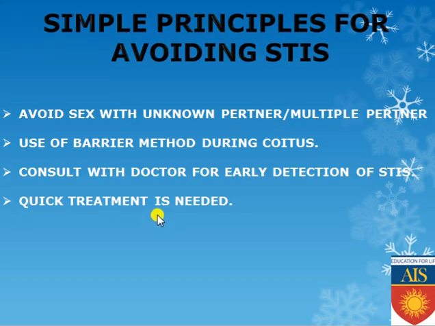Now, simple principles for avoiding STIs. These are the simple principles to avoid sexually transmitted infections. First one, avoid sex with an unknown partner or multiple partners. Obviously, if we can avoid sex with multiple or unknown partners, this problem of STDs can be avoided. Next, use a barrier method during coitus. That means use of a condom, femidome, diaphragm, vault, these kinds of tools or devices during sexual intercourse, so that we can avoid sexually transmitted diseases.